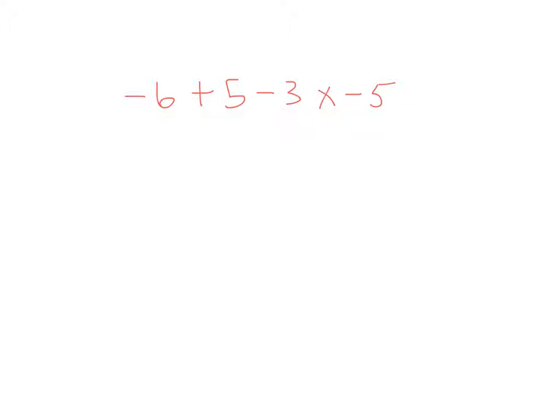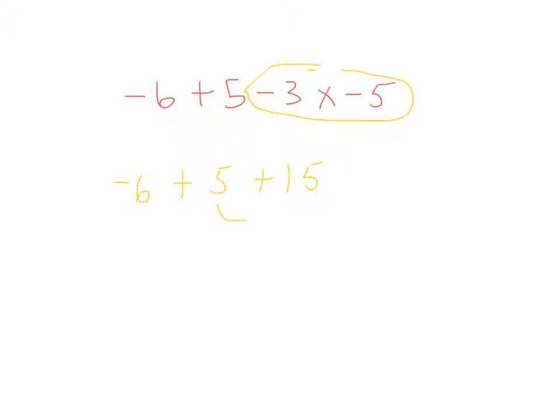In remembering your order of operations, this problem says a negative 6 plus 5 minus 3 times negative 5. I need to do my multiplication first. So this is what I have to do first. Negative 3 times negative 5 is going to be 15. So let's rewrite our problem. And that's a positive 15. So I put my 15 there. I bring down my 5. I bring down my plus sign. I bring down my negative 6.